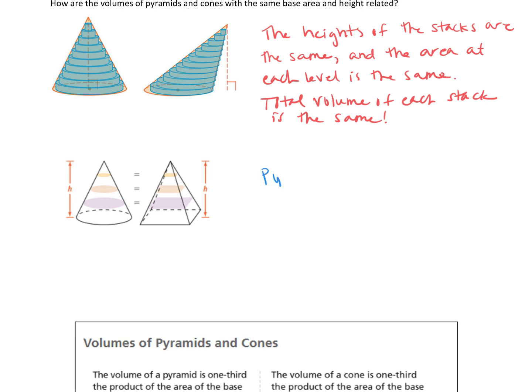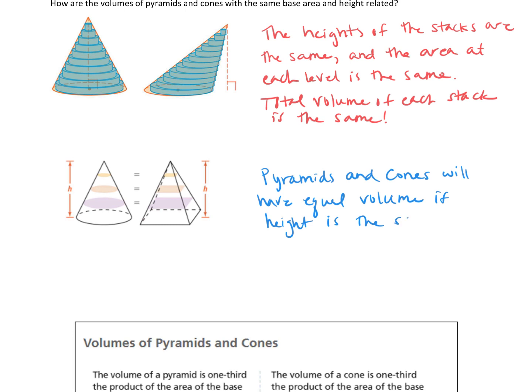So we can summarize this by saying pyramids and cones will have equal volume if the height is the same and the area at each level is the same.